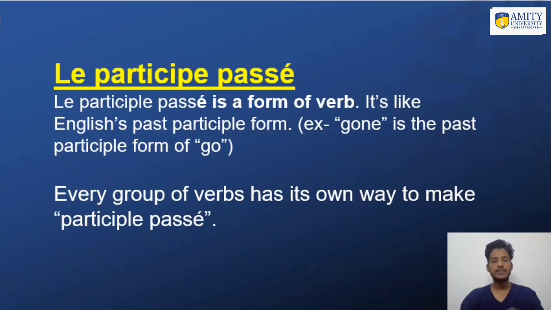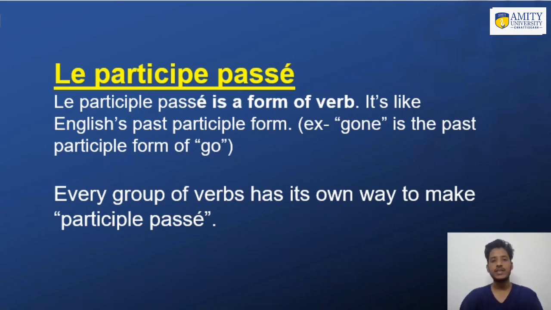Clear? And now, le participe passé. What is le participe passé? It is a form of a verb. It's like English past participle form or third form, like go, went, gone. So gone, G-O-N-E, that is the third form of verb. See, saw, seen. So the last one, seen, is the past participle or third form of verb. Or play, played, played. So last, played, that is the third form of verb. In English, we know how to make it, but what about in French?